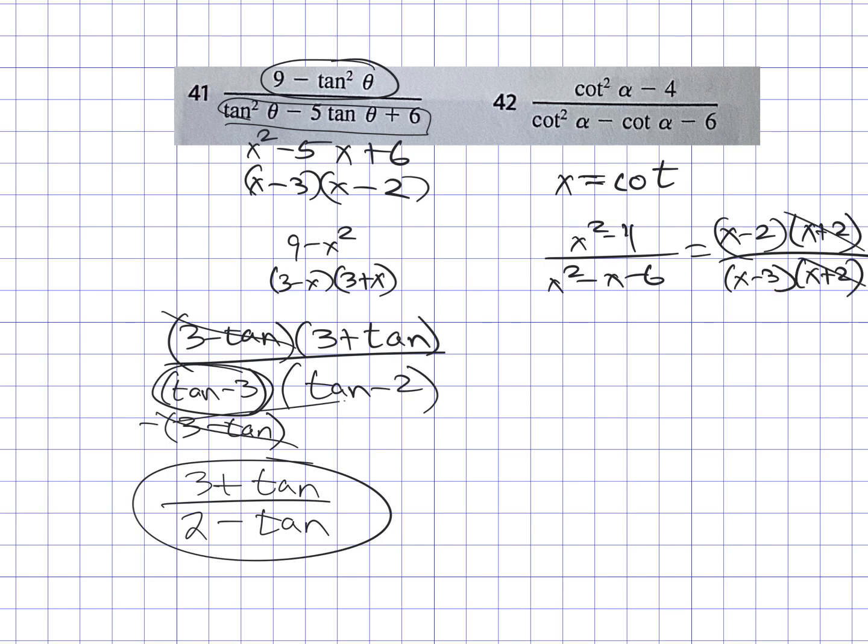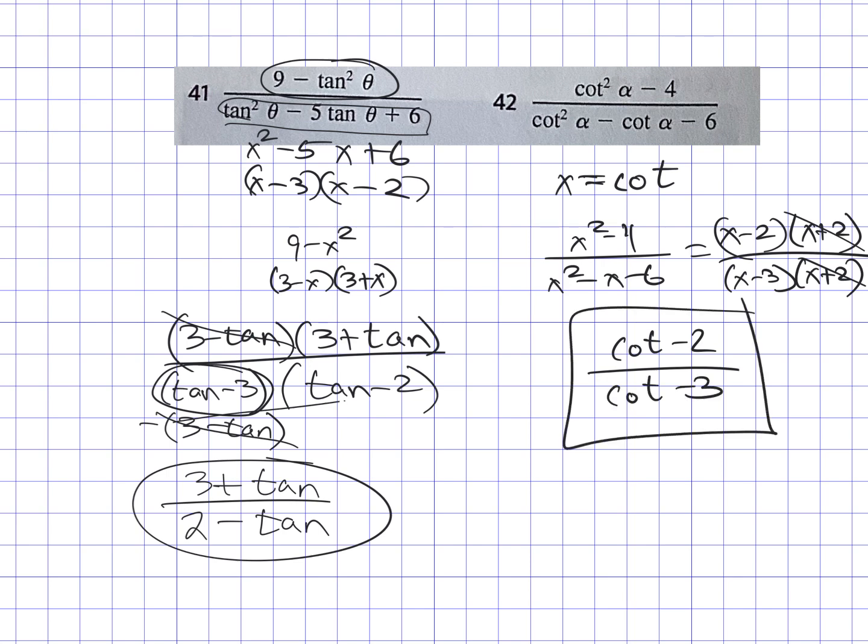Those will reduce out even before I put the cotangent back in. I don't have to put the cotangent in until I'm done simplifying. So you can do the same thing. All right, so now if we put the cotangent back in, that's the cotangent minus 2 all over the cotangent minus 3. And that is the actual answer. It's not that difficult. You can do this.